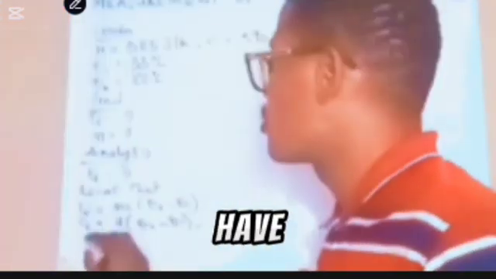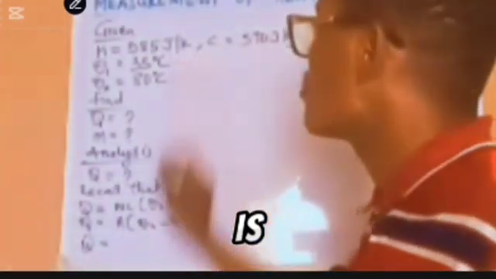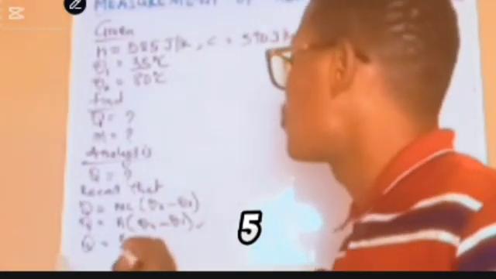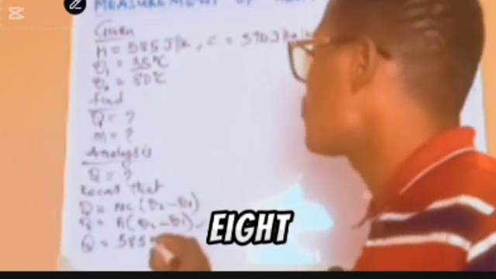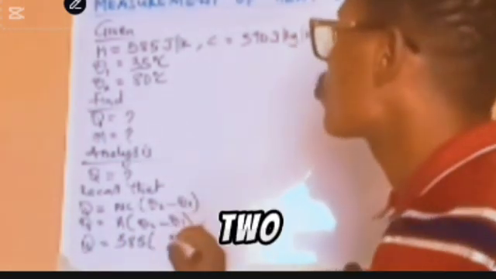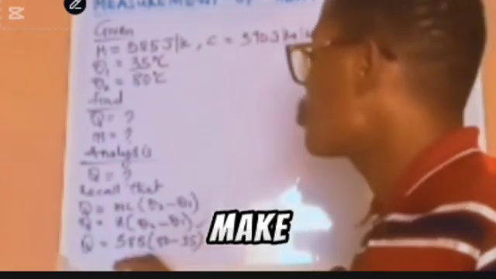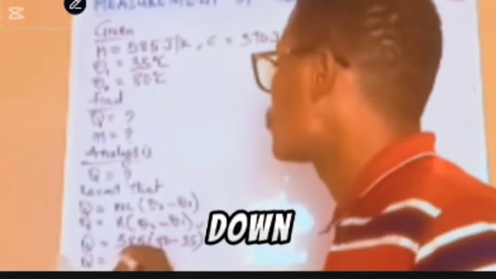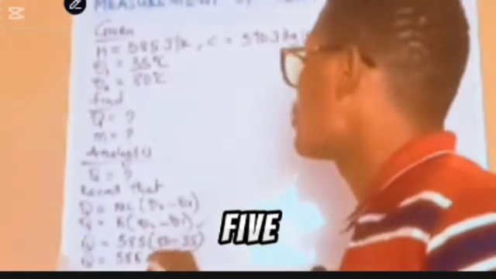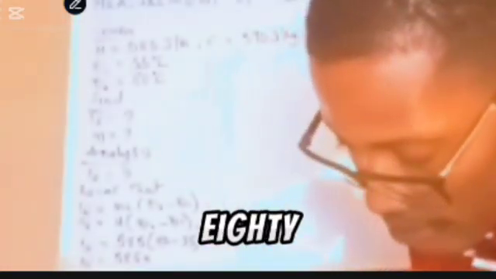So in using the second one, let's substitute what we have. Q is equal to, our H is 585, theta 2 is 80 minus 35. Make sure you are following. Make sure you are writing everything down. So you have 585 times, now 80 minus 35 will give us 45.